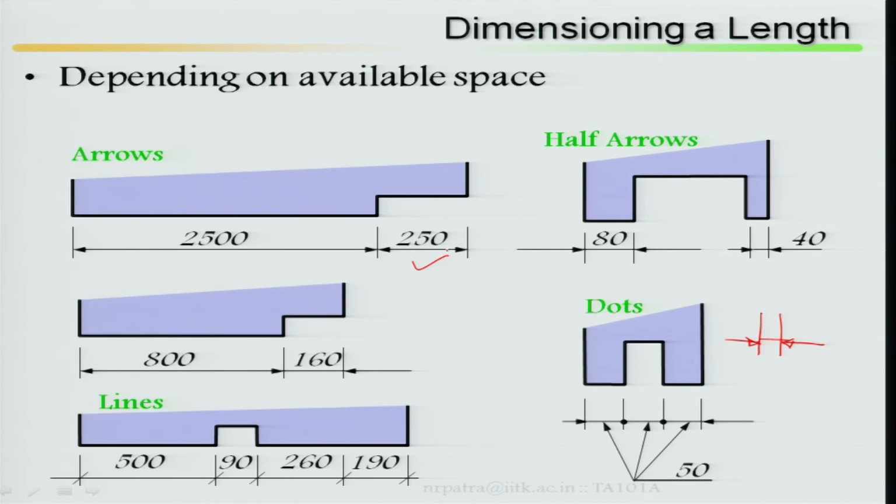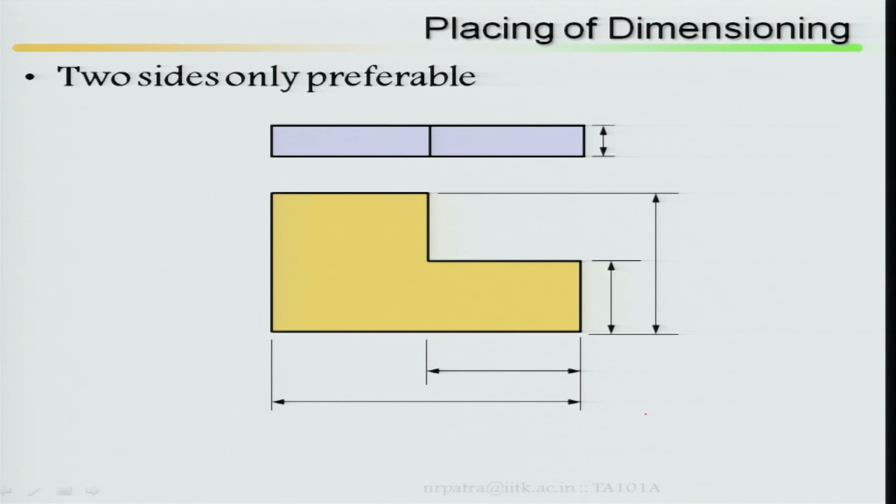If you look at here, the arrow has been drawn inside the dimension. Here it is a half arrow, here it is a full arrow, because in this case there is no space available. Here it has been marked, but it is very difficult because this is 50, this is 50, this is 50. So again it has been marked by arrows, and here 50 is written outside because it is very difficult to write inside. Two sides only, preferable.